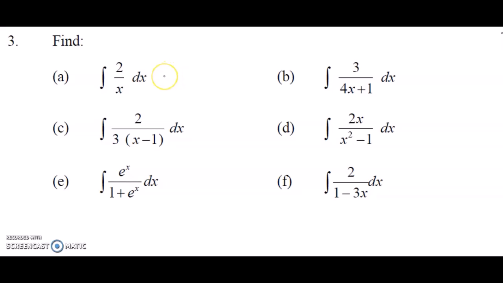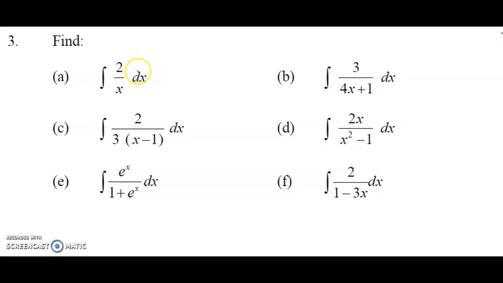Hi everyone, this is a video continued from the previous video, integration of a rational function. Actually, in the previous video I named it with the wrong title. It actually needs to be integration of a rational function, not logarithmic function.